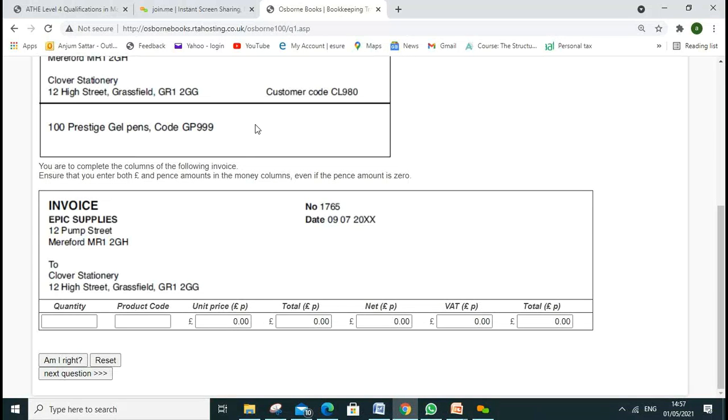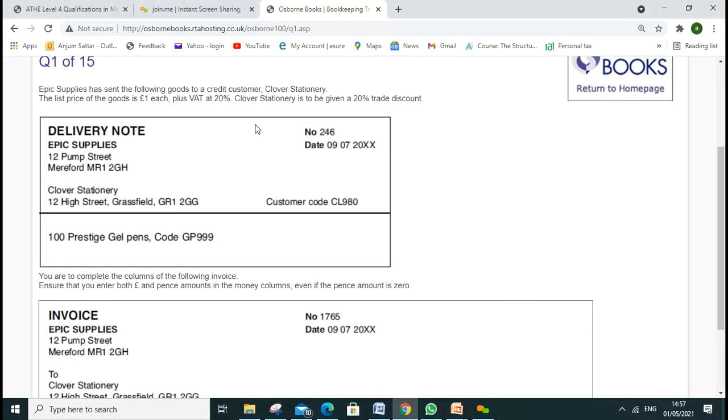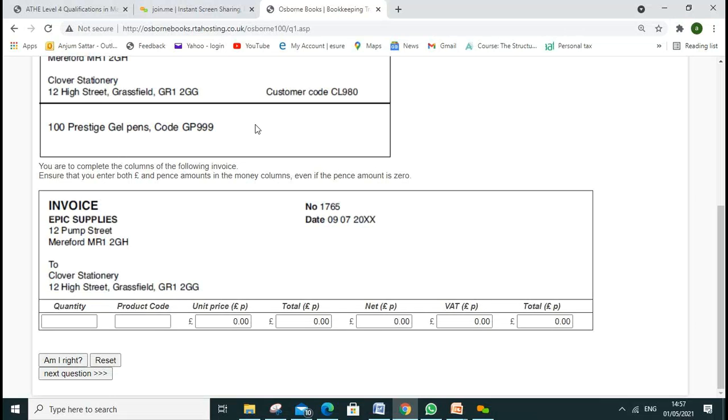Yes, you can fill it. So if you look in this one, suppose we have an invoice and delivery note there. How much quantity do we have? 100. Yes, the code is there. We need to check what the price was. We've been given £1 each, plus VAT 20%, and a trade discount of 20%. So you just need to fill it in.